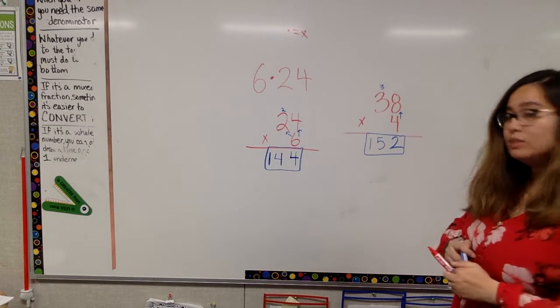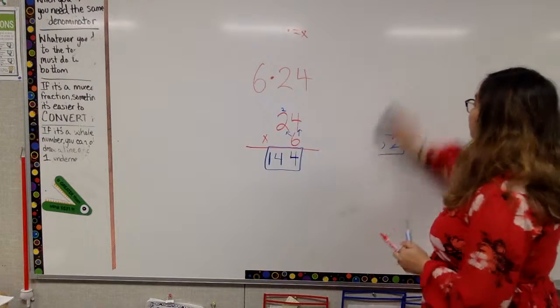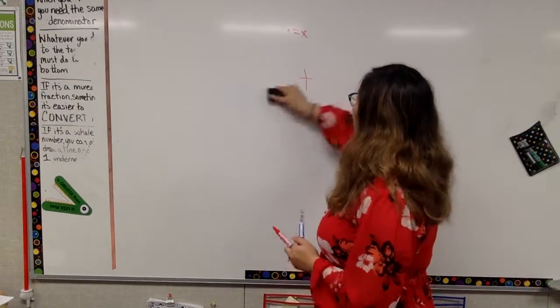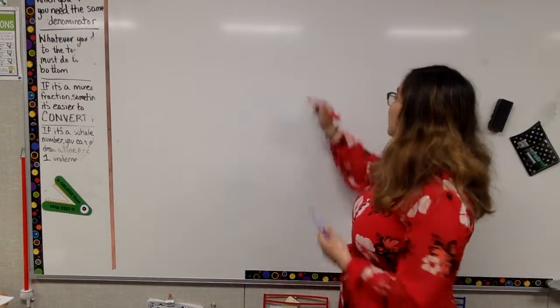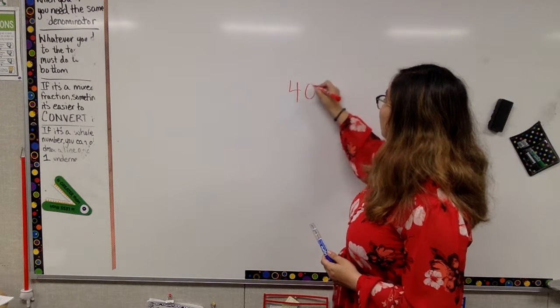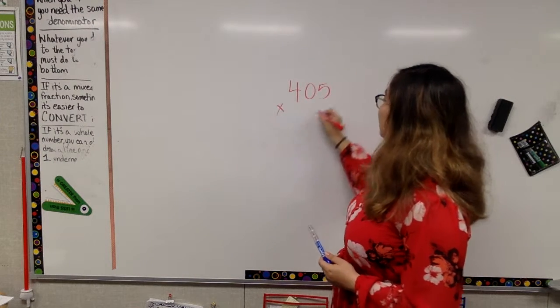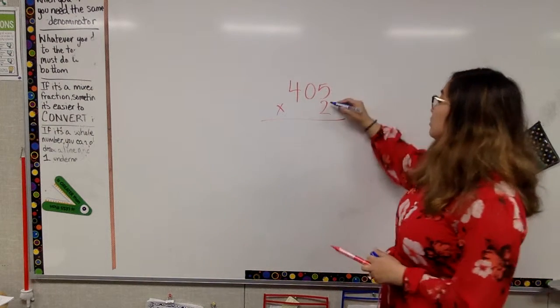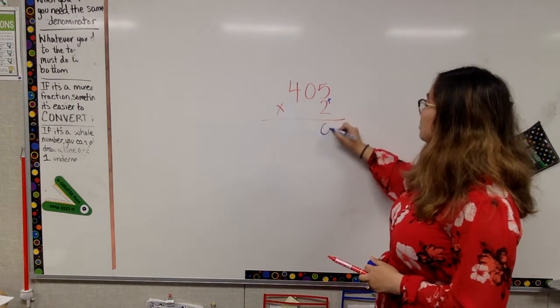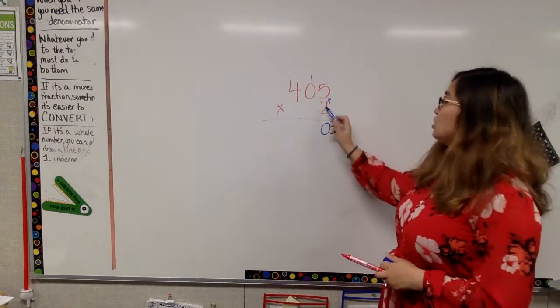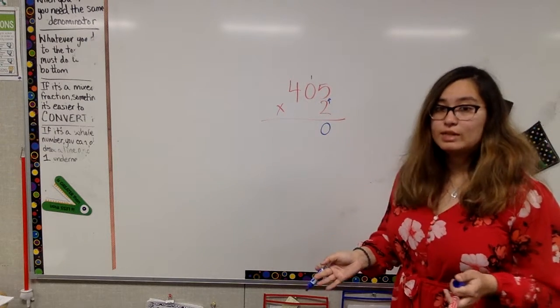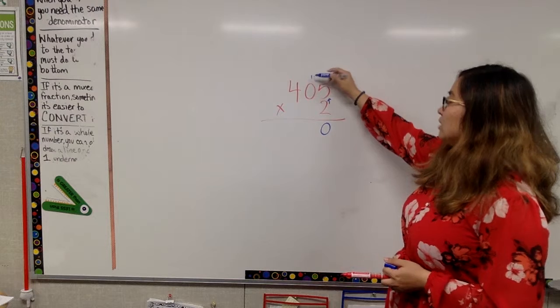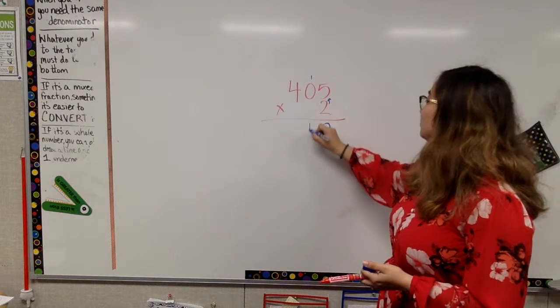Now what happens when you have a 0 in your number? If I have a number like this, 405 times 2. It's the same process, a step at a time. 2 times 5 is 10. So drop my 0, carry the 1. 2 times 0, anything times 0 is 0, but I carried the 1. So plus 1 is 1.